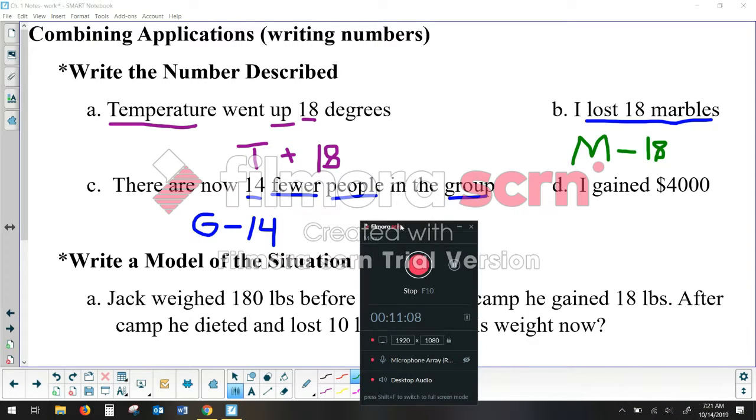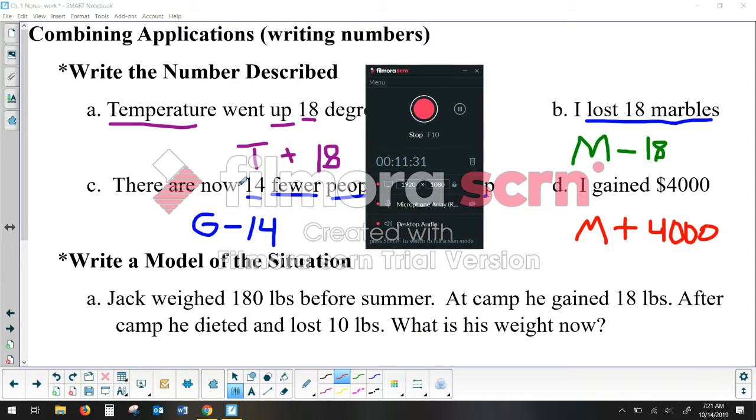In part D, I gained $4,000. So I have my money. Woohoo! Gaining. That's always good. You're going to add $4,000. Adding our $4,000.